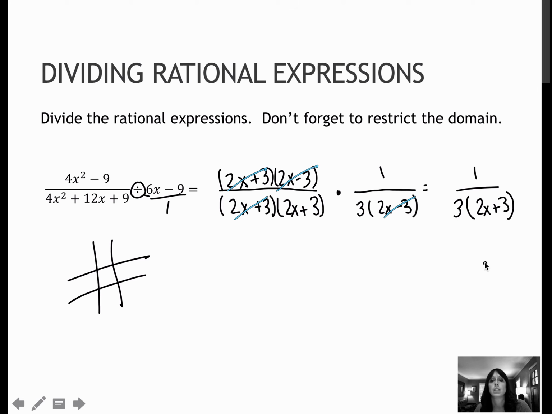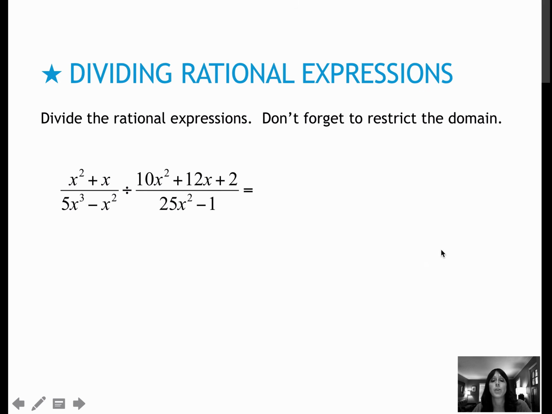In terms of restricting my domain, I would look at all 3 of these. So x could not be negative 3/2, x could not be positive 3/2, and that's it.